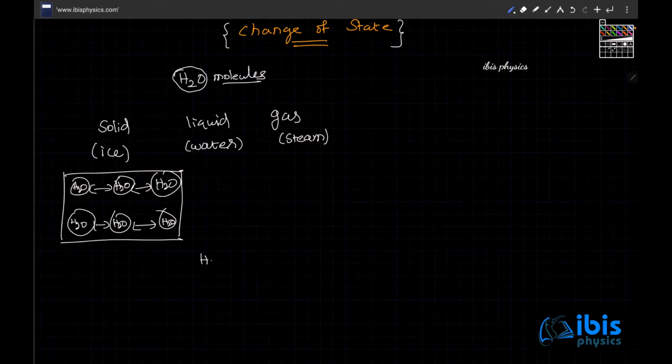When you add heat, heat means energy. When you give energy, what happens? These start moving faster. Heat is the energy of random motion. When you add heat, they vigorously vibrate. They move here and there. When they start vigorously vibrating, they move far apart from each other. Then the attraction force weakens, because the more the distance between the molecules, the less the attraction force. Then at one point, when you add sufficient heat, that becomes liquid.